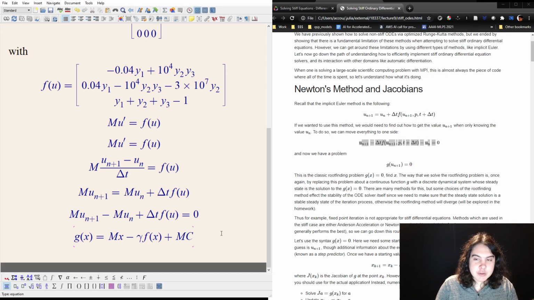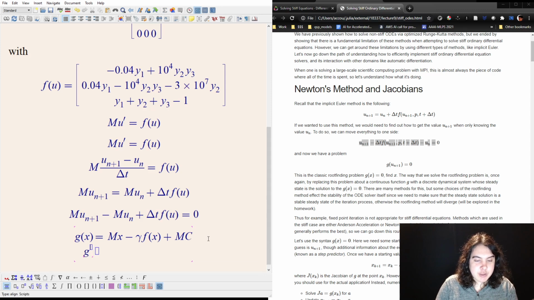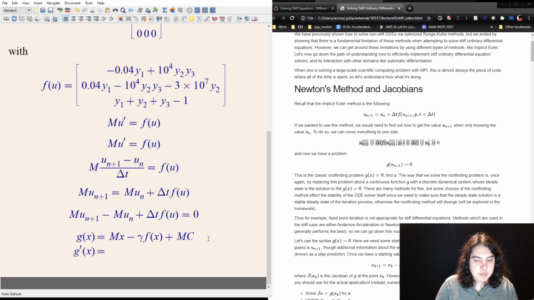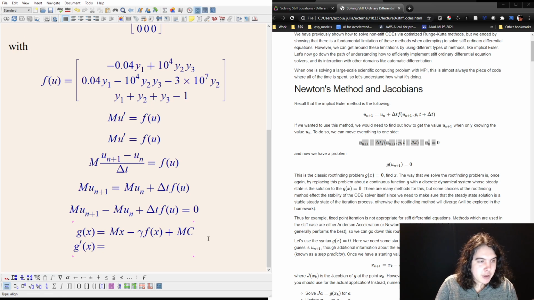When we actually want to do Newton's iteration to solve this equation, when we take the derivative, g prime of x equals, well, now it's a constant m times x, and we're taking the derivative with respect to x. It's just the constant, and then minus gamma f prime of x.